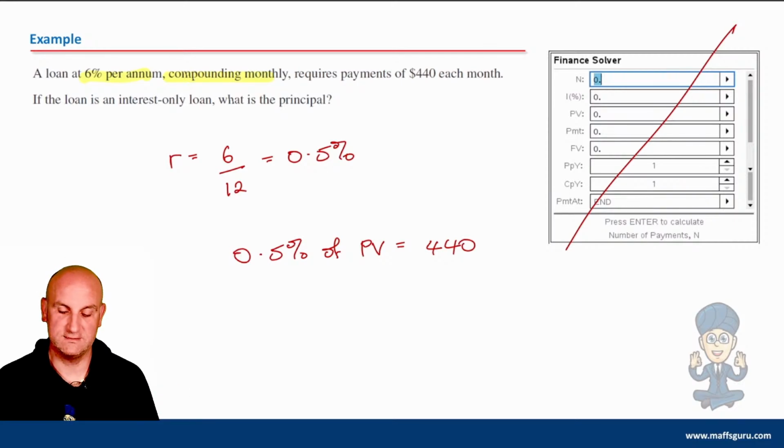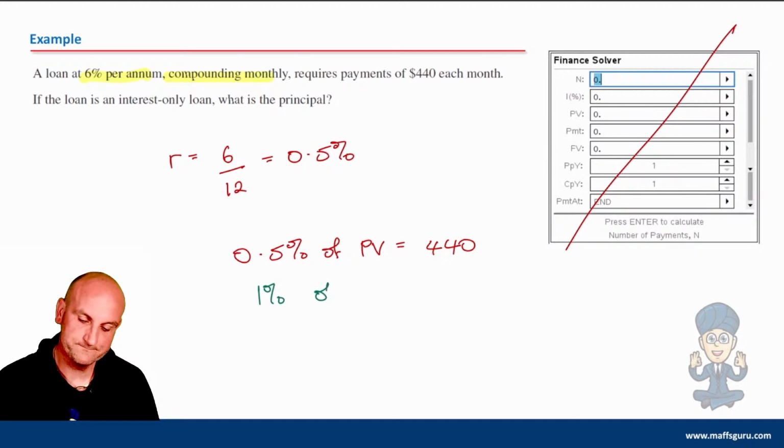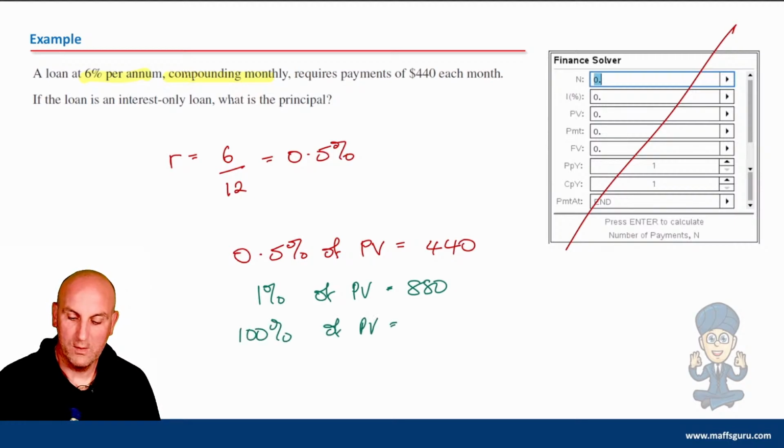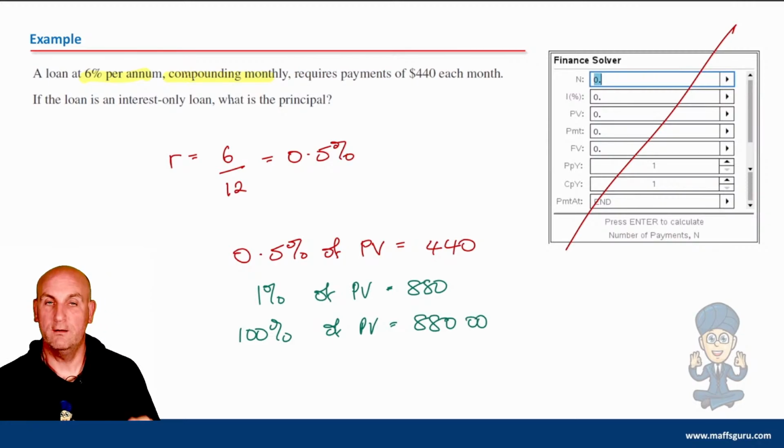Well, two ways. One, very impressed that one of my students actually taught me something that I hadn't really thought of before. But anyway, if 0.5% of something is 440, then 1% of something would be 880. And so 100% of something would be 88,000. Yep, or $88,000. Right, that's one way to do it.